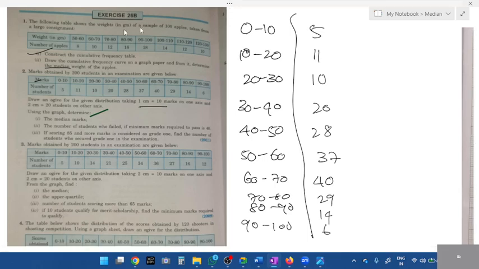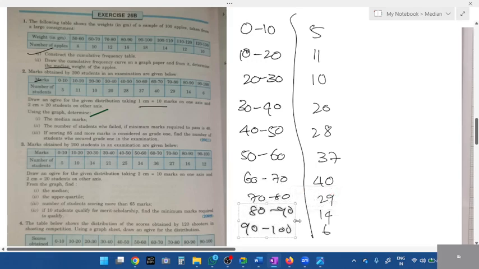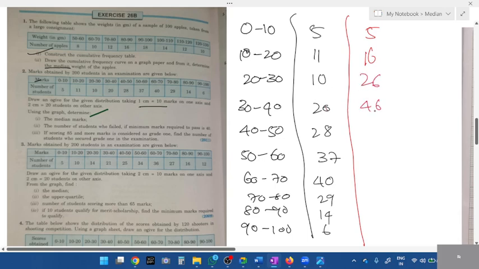How do you find cumulative frequency, students? Respond. Adya and Lemula. The first value should remain the same. Remember that. Very simple concept. Okay, we'll do it quickly. 5 plus 11, 16, right? 16 plus 10, yes. 26, 26 plus 20, 46.